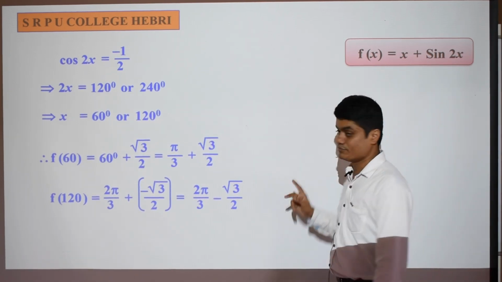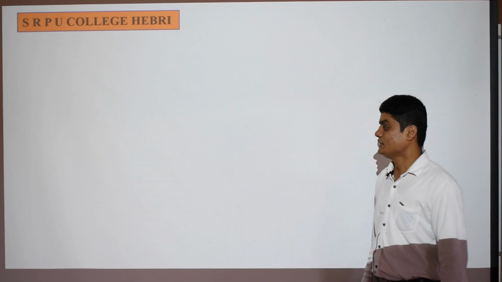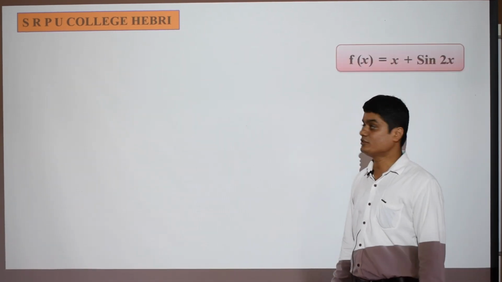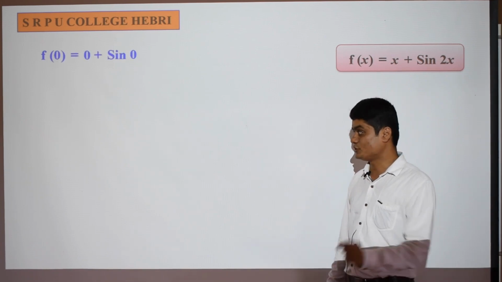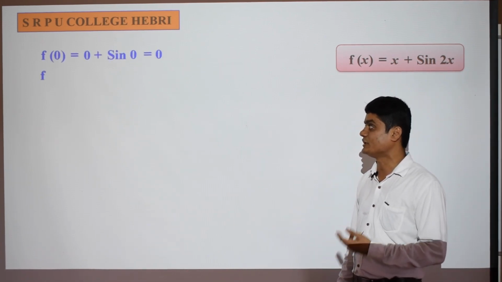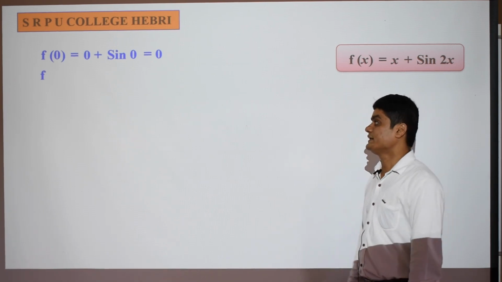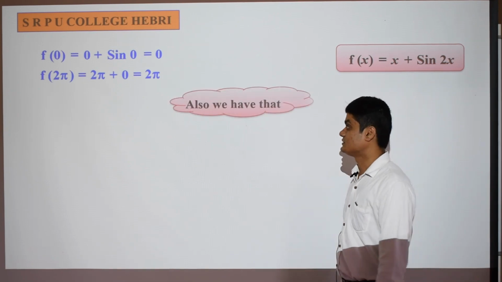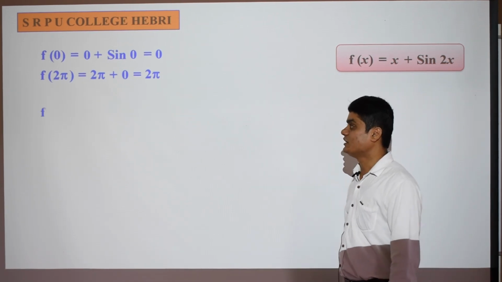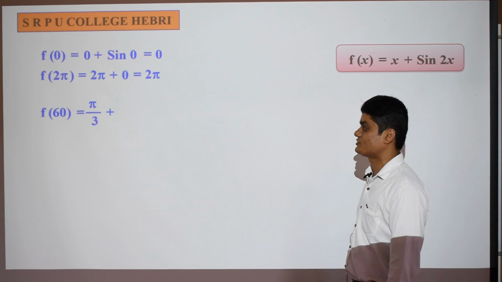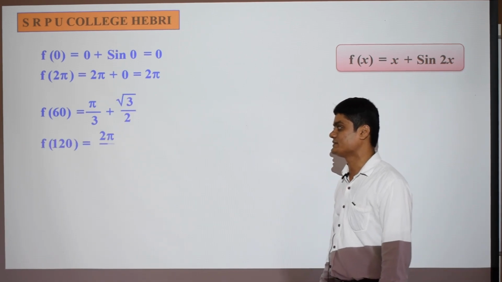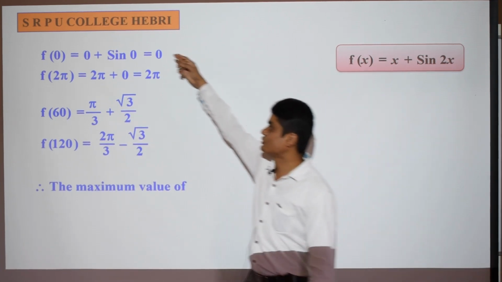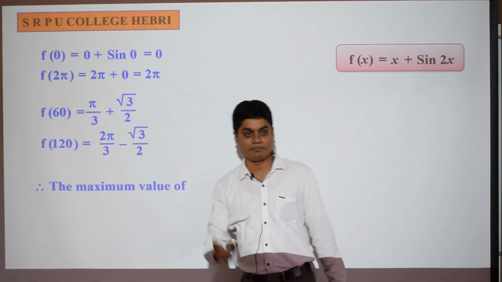Now at the extremes 0 and 2π we have to check. So understood, right? Shall I move to the next slide? Very good. So next, f of 0 is 0 plus sin 0, which is again 0 only because sin 0 is 0. Next, f of 2π is 2π plus sin 2π. Sin 2π is 0, so the answer is only 2π. Already we have that f of 60 is equal to π/3 plus √3/2. f of 120 is equal to 2π/3 minus √3/2.